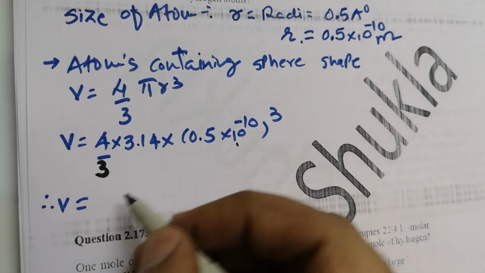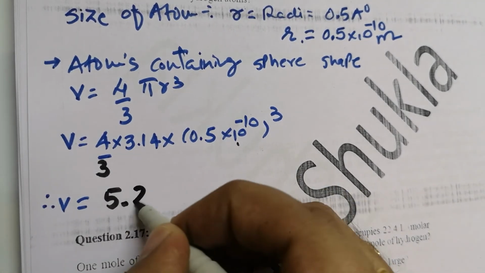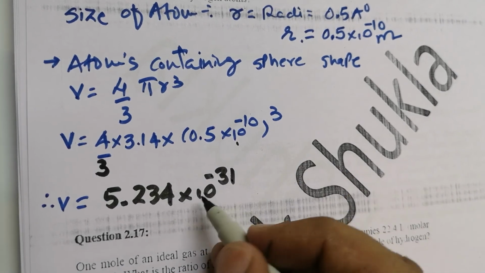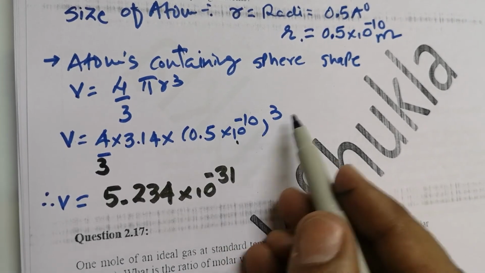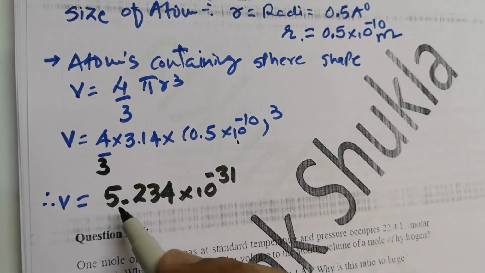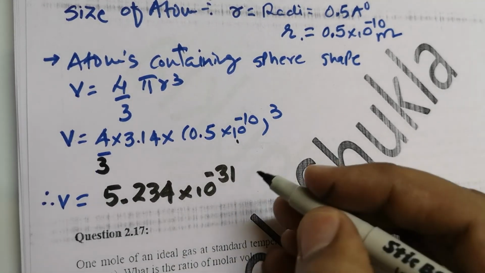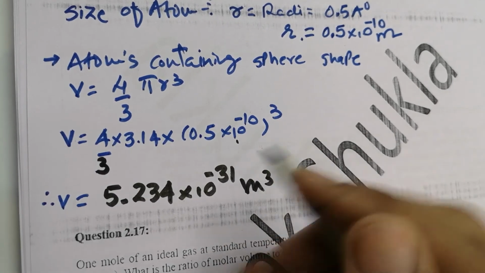So we can get our data, that is 5.234. I have just taken one more advantage of power. Previously my power was minus 30, and I have placed one more point, so that would be 5.234 cross 10 to the power minus 31. That is in meter cube.